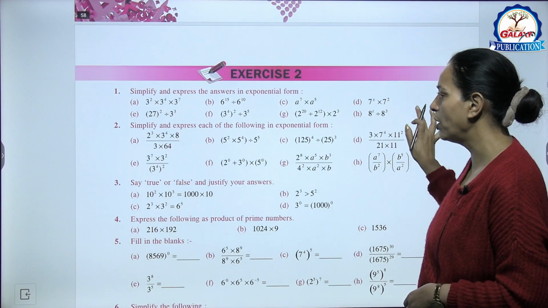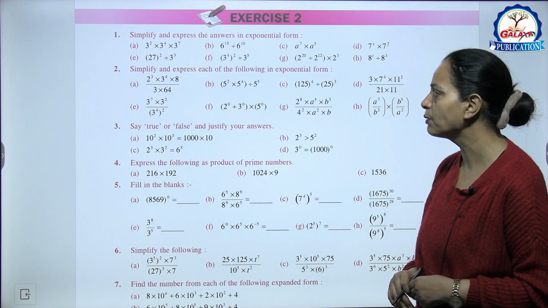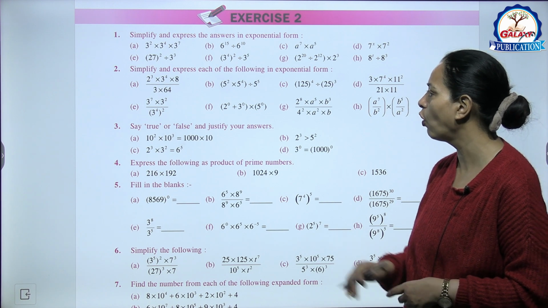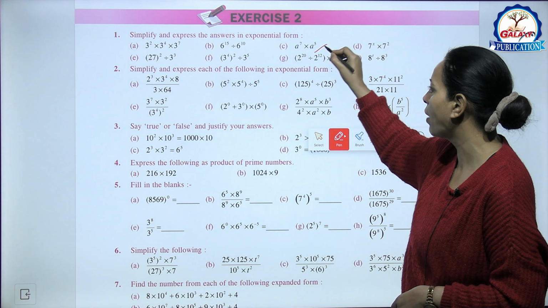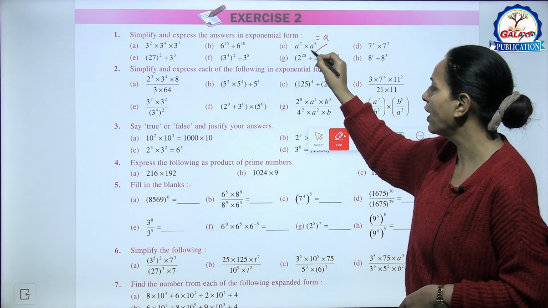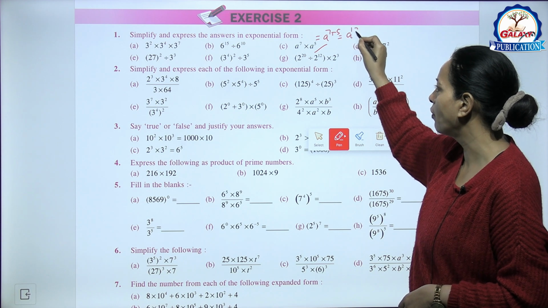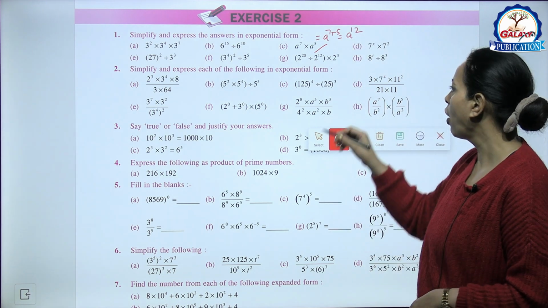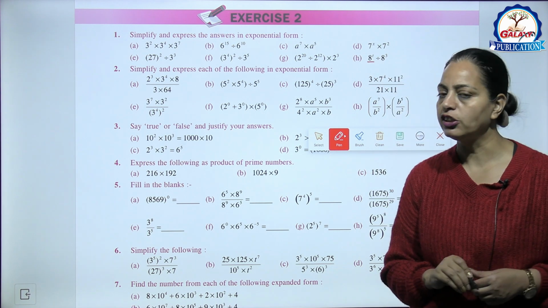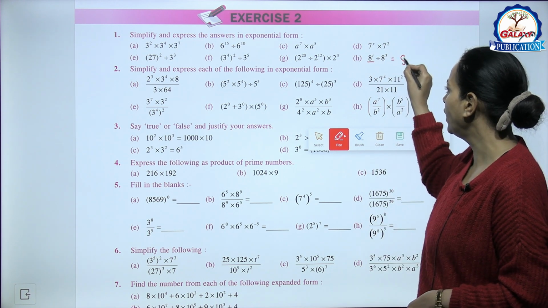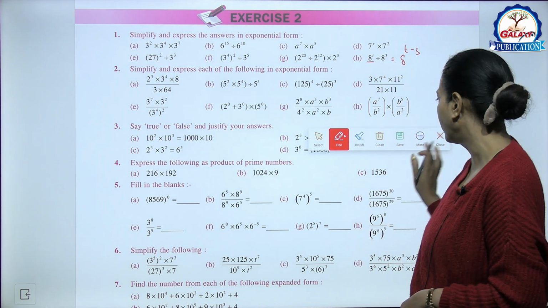Now exercise 2, based on such type of example, see question number 1. Simplify and express the answer in exponential form, like C part, a raised to the power 7 into a raised to the power 5. So multiply sign hai, base same hai, power add. So a raised to the power 12. Okay. Now here like H part, 8 raised to the power t divided by 8 cube. So what will you get? 8 raised to the power t minus 3, because base same and division sign, right?